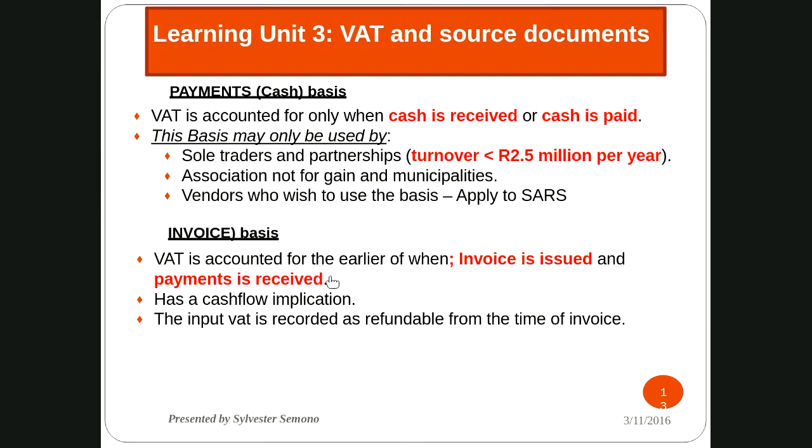Are we together? So, in other words, this basis may only be used by the sole traders and the partnerships, if your turnover is less than 2.5 million per year. It can be used by the non-profit organizations, even the municipality. But if you, as the individual, prefer to use this payment basis, you need to apply to SARS, and SARS will just evaluate your reasons why you want to use it, and they can grant you, or maybe they can decide not to grant you.